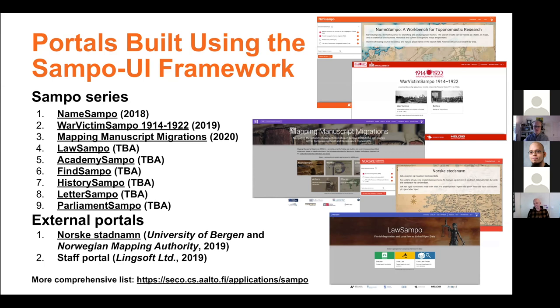I would say that if you already have linked data available in a SPARQL endpoint, then setting up a new portal using Sampo UI is pretty easy. If you read the documentation, you can manage to set up a completely new portal for your data in a day or two. But of course, the most difficult work is to actually harmonize the data, especially when you're combining data from multiple sources.